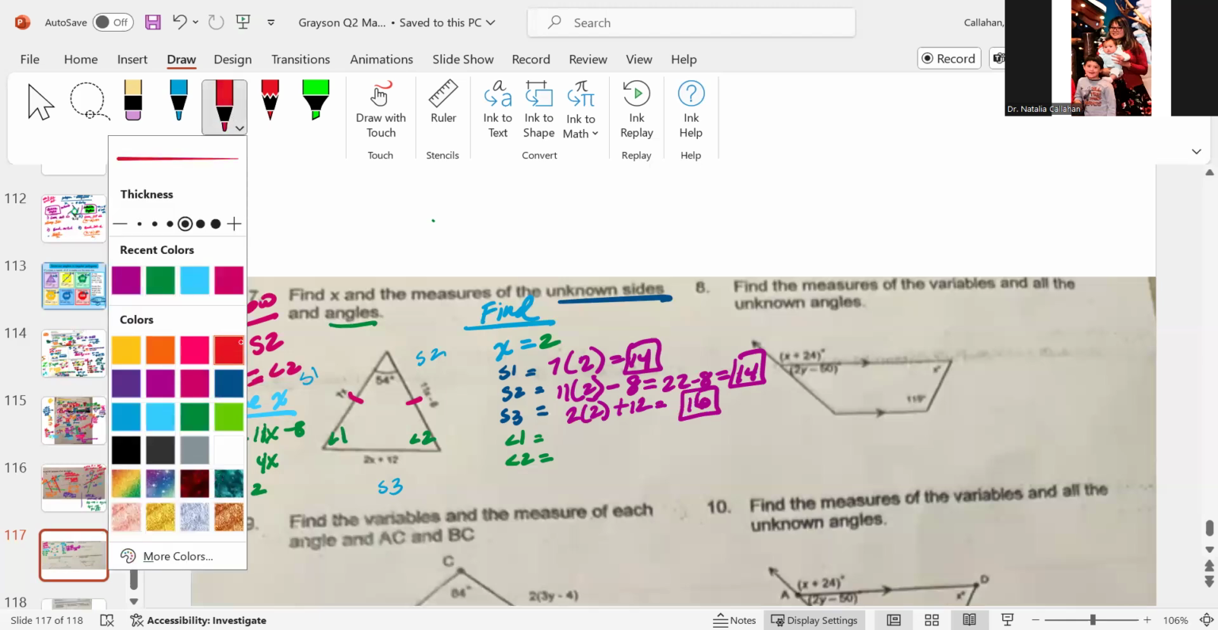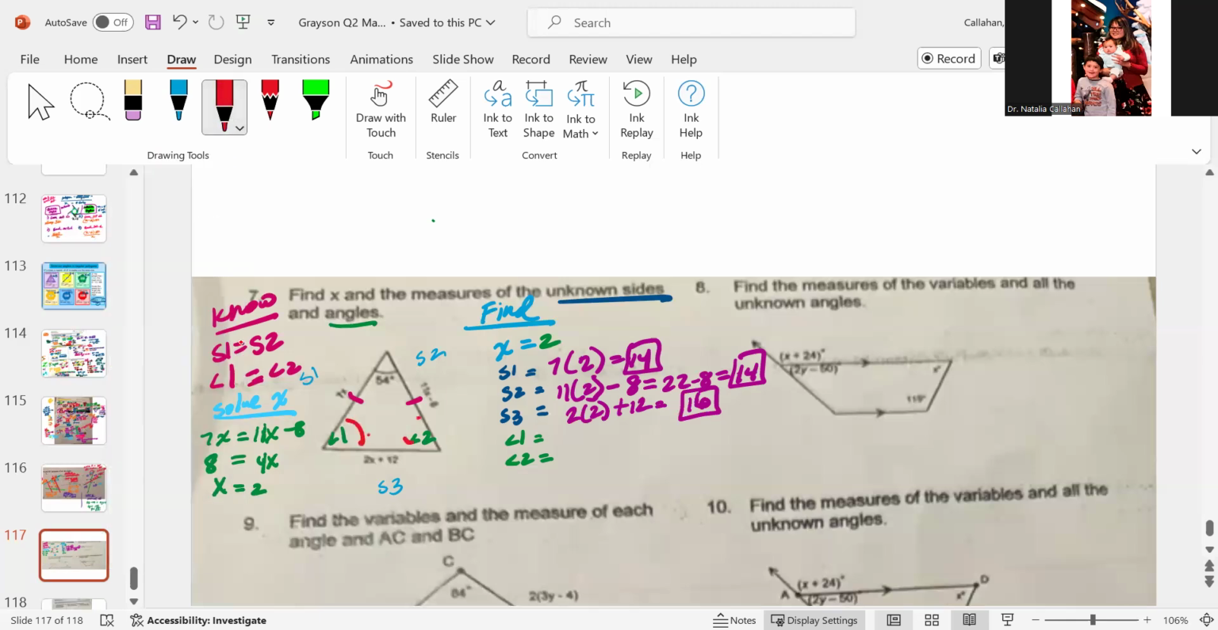They're equal. No, they're not consecutive. They're just equal. Right? Because the two sides are equal. I don't have any letters for angle 1 and angle 2. Do you see that? Yeah. But I do know that the top angle is 54. Do you see that angle right there?